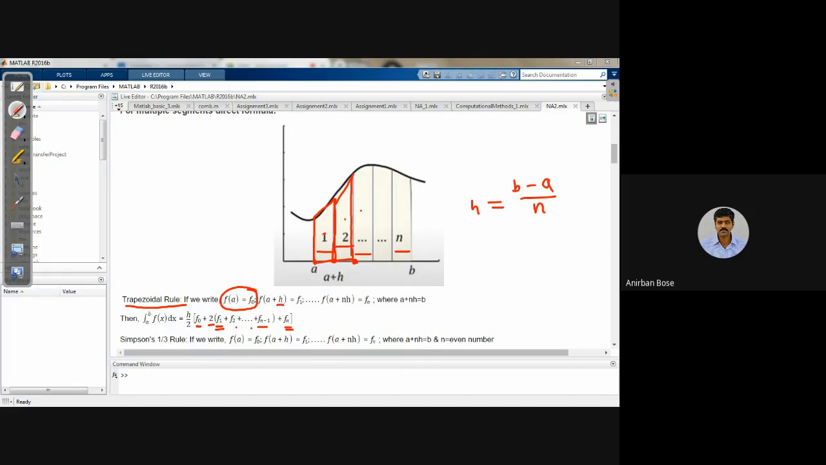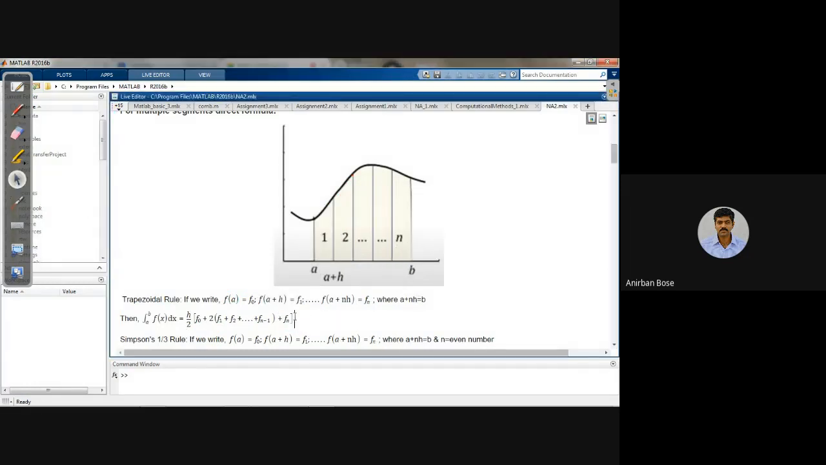Okay, so this is the name that is given. If f(a plus h) is f1, and f(a plus nh) is fn, so if we give this kind of a name, then it is expressed in those terms. So this is very simple algebra. If you just do it in a few lines, you can easily derive how it is coming. It's a very simple one.